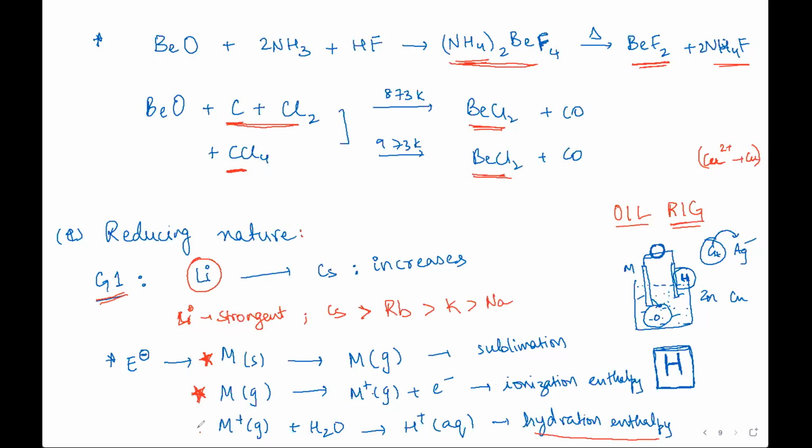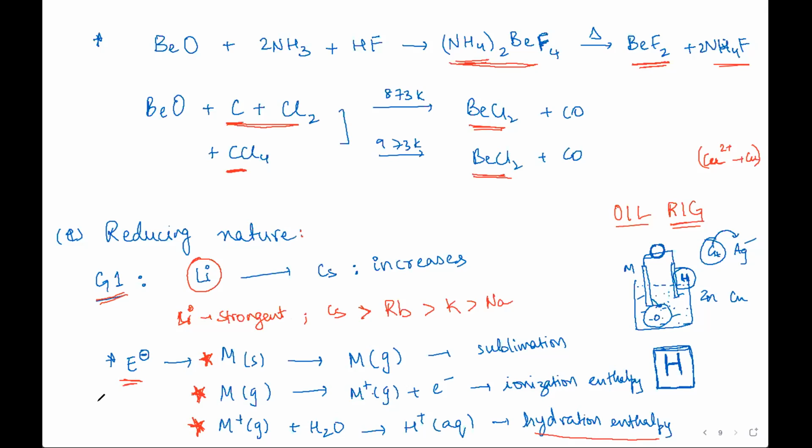Because of this single step, this basically compensates for the other two processes that are taking place, which is why the standard electrode potential of lithium is greater than the standard electrode potentials of all the other elements, which is why lithium happens to be the strongest reducing agent.